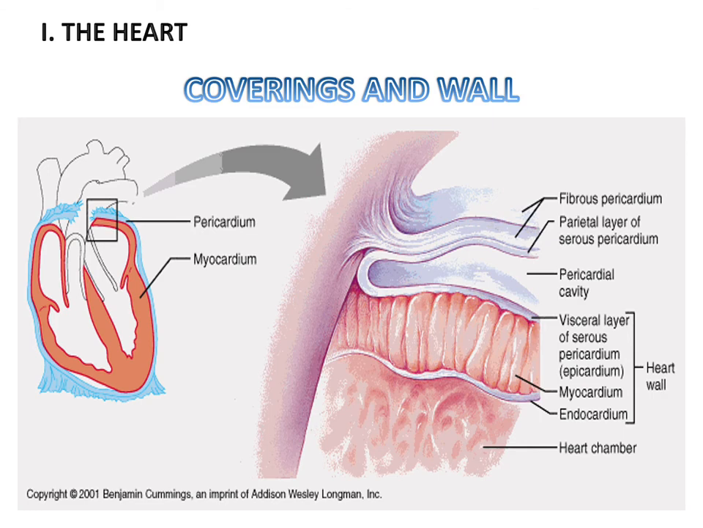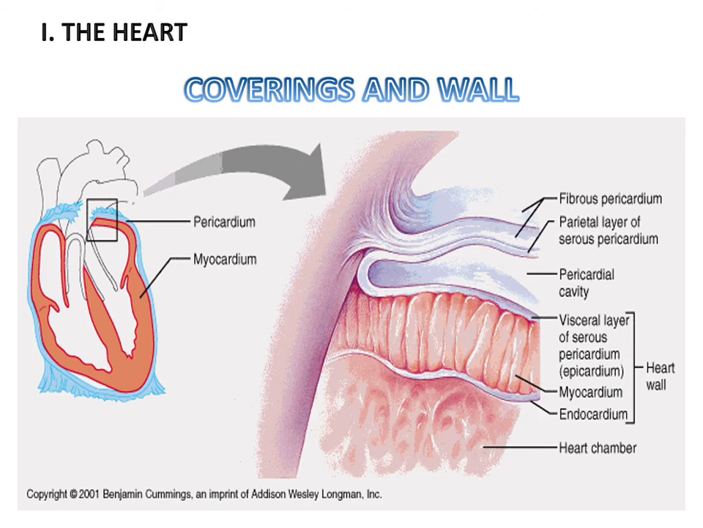Now, between these serous layers is a lubricating fluid, and that allows the heart to beat easily in a relatively frictionless environment as the serous pericardial layers slide smoothly across each other, especially when the heart beats.